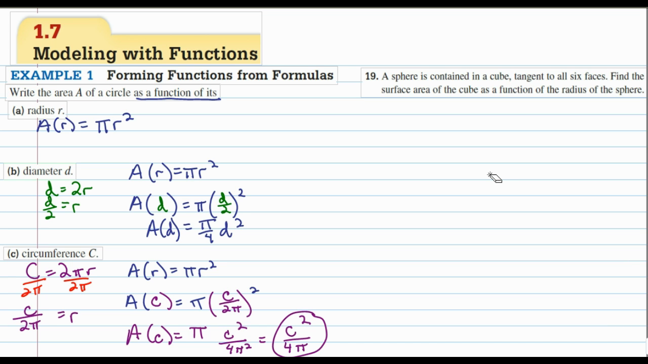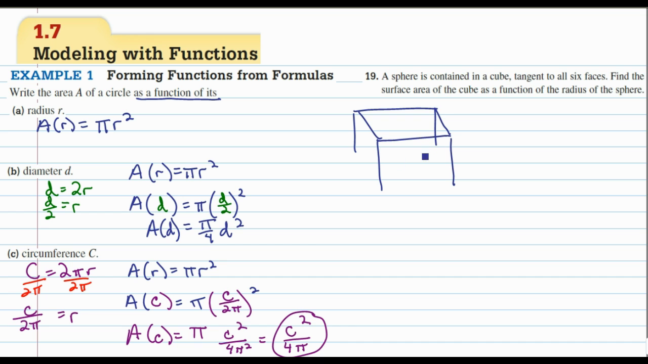The now try problem, number 19, says a sphere is contained in a cube. Okay. Tangent to all 6 faces. So that means that if I have a cube, which I am horrible at drawing, but if I have a cube, there is a sphere in here that is going to touch all 6 faces. That's actually not that bad for me. So let's work with that.